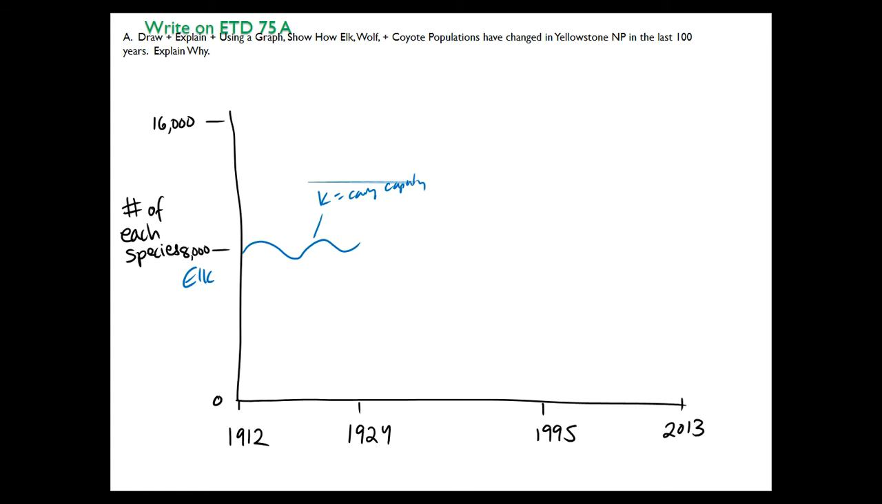Then around 1924, something drastically changed. Suddenly, the elk population skyrocketed. And anytime you see a graph that looks like that kind of growth where it's skyrocketing, that is exponential growth. And exponential growth is because babies are having babies, and then those babies can very quickly make their own babies, so a population can rise quickly.